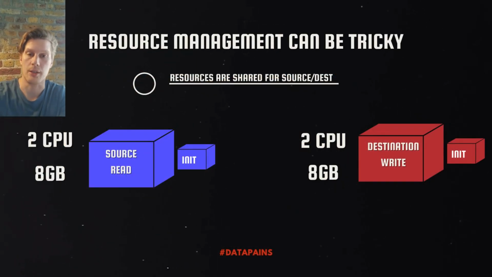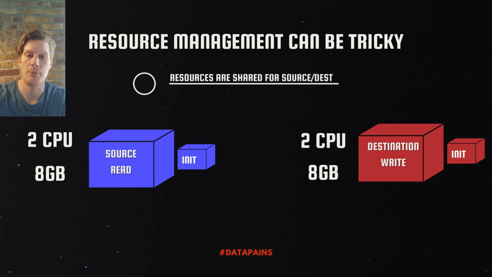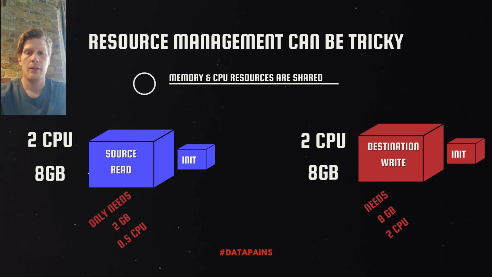So another annoying thing with Airbyte is the resource management for source and destination connectors. When you configure this for jobs, it will be exactly the same for both. So let's take an example where the writer needs 8 gig and 2 CPU, but the source reader only needs 2 gig and half a CPU.